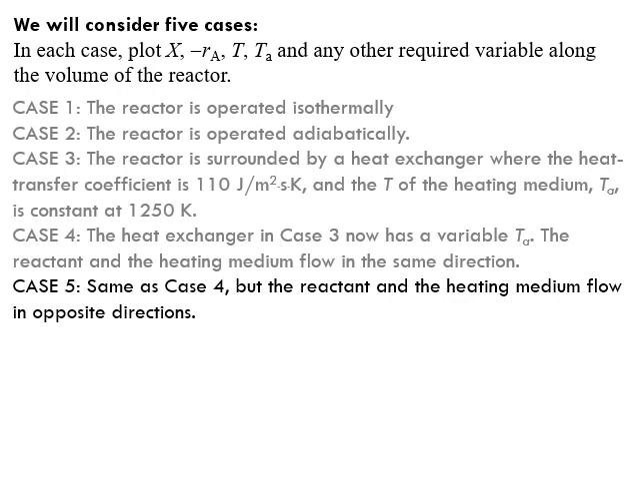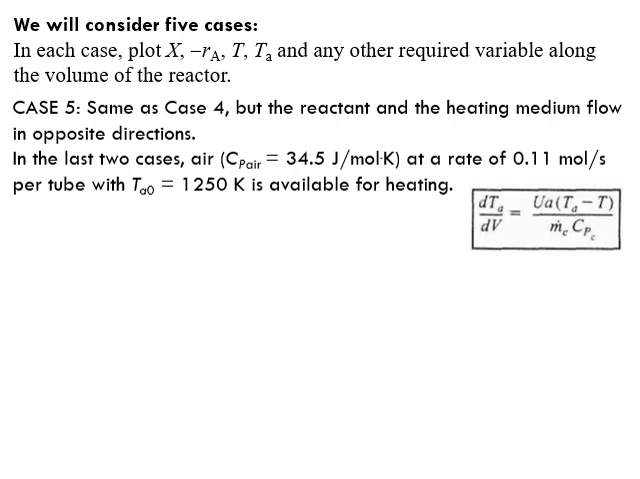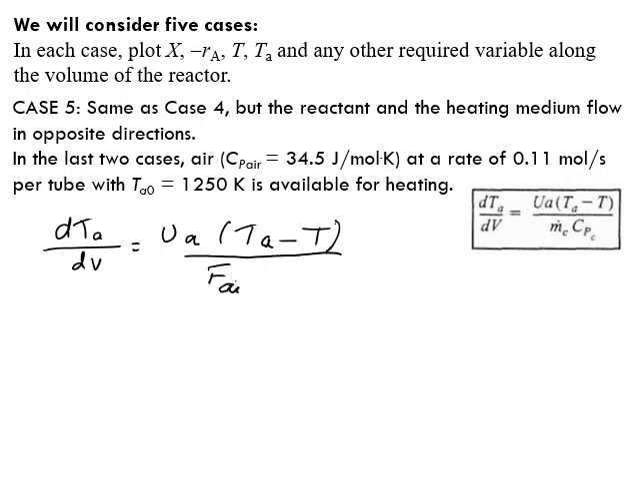Okay, let's go to case 5, same as case 4, but the reactant and the heating medium flow in opposite directions. And the same information is given. So what do we change? Well, we change only the energy balance for the heating medium. So now the equation for the countercurrent flow becomes dTA/dV equals U times A times (TA minus T), divided by F air multiplied by Cp air. There we had T minus TA, here we have TA minus T.